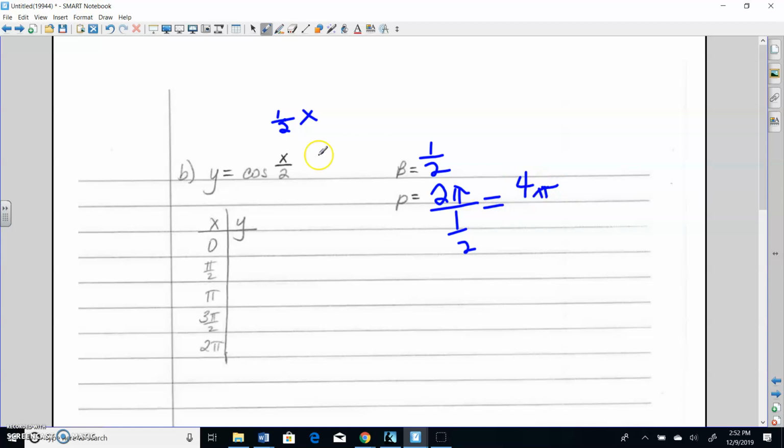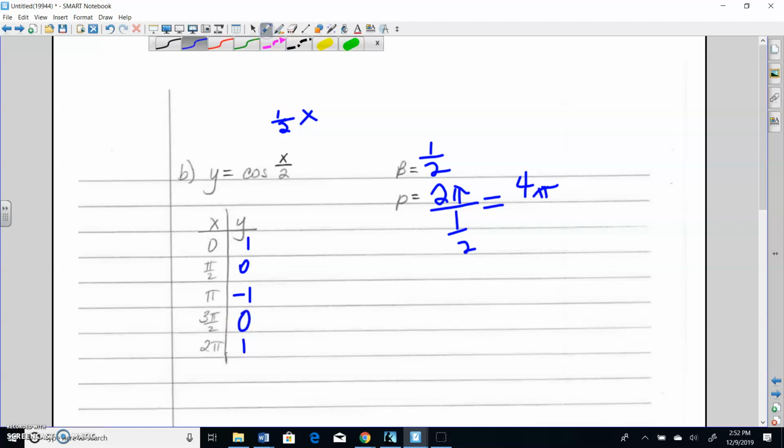So I think you're going to like it when it's an x over a number, because the multiplying is going to be kind of simpler, I think, than if it was a whole number. You're going to end up with a fraction. Here we get 4 pi as the period. So this is my chart for the cosine. I could fill these in. I think it's going to be 1, 0, -1, 0, 1, correct?